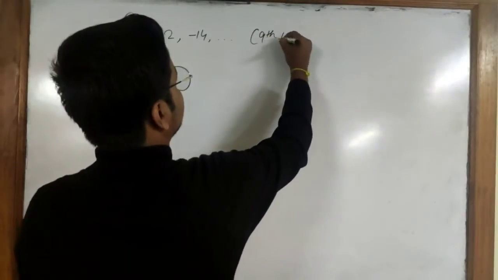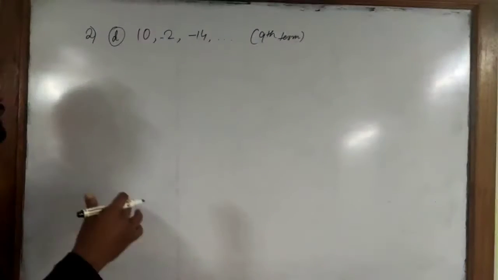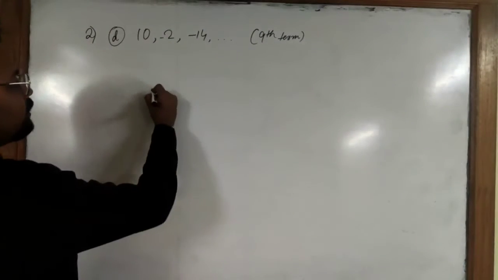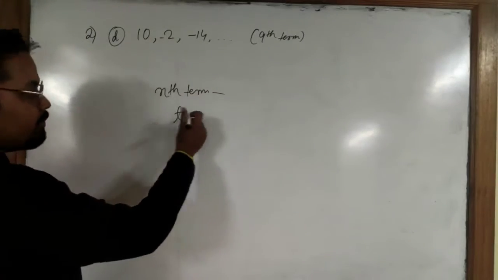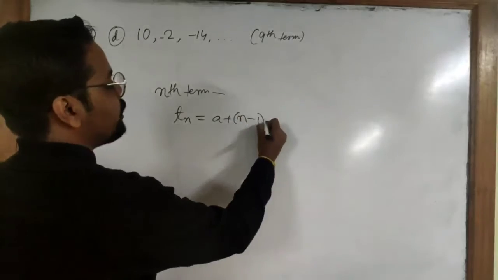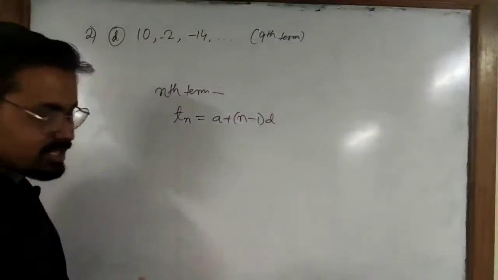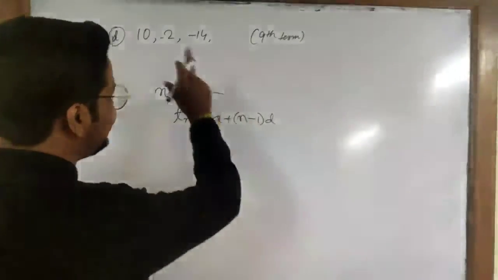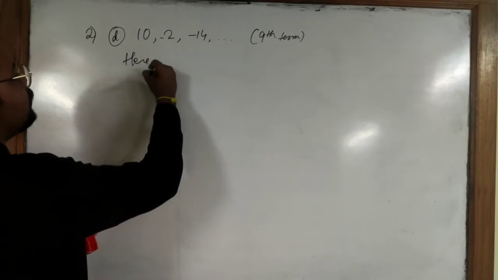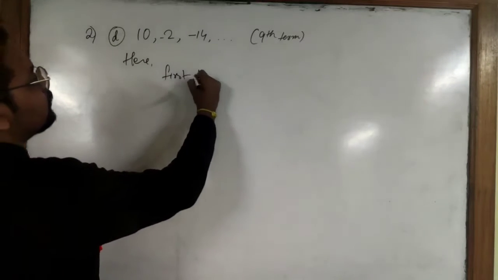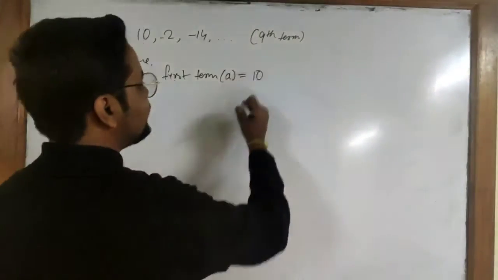Okay, question number D. It is given 10, minus 2, minus 14, and so on, up to we have to find the 9th term. Okay, so we know that to find any term, what is the formula to find the nth term? The formula to find the nth term is Tn, means nth term, is equal to a plus n minus 1 into d, where a is the first term, n is the term number, and d is the common difference. So that means we will need a, n and d in this case. So let's try to find out these three. So here the first term, that is a, is equal to 10, given in the sequence itself.